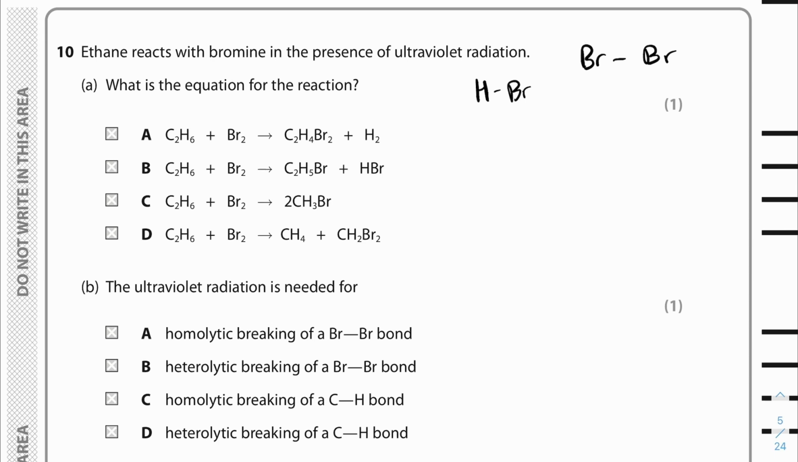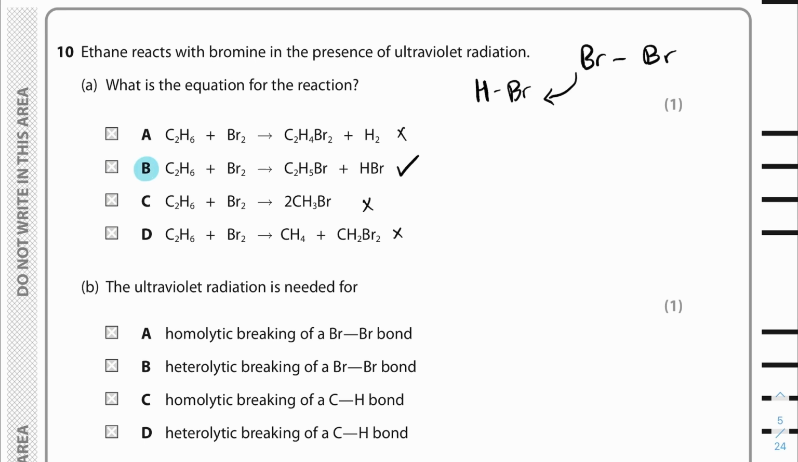So it breaks apart and we get HBr. So the reaction should have, at the end, a product that should be HBr. There's no HBr here, no HBr here, no HBr here. There's HBr here, so it has to be B.